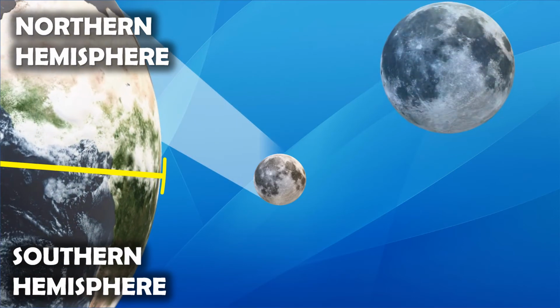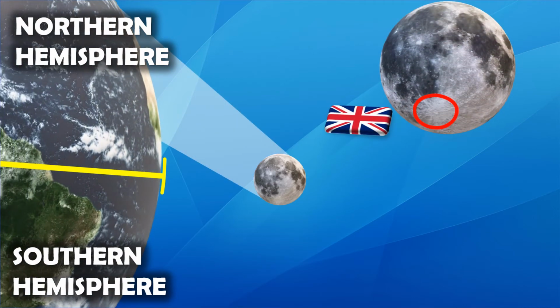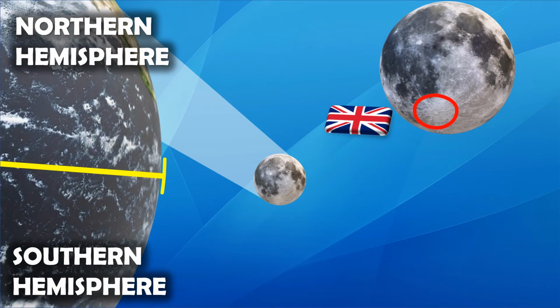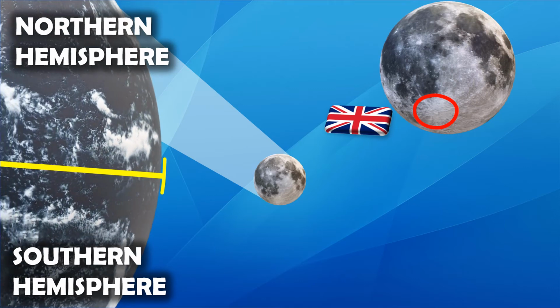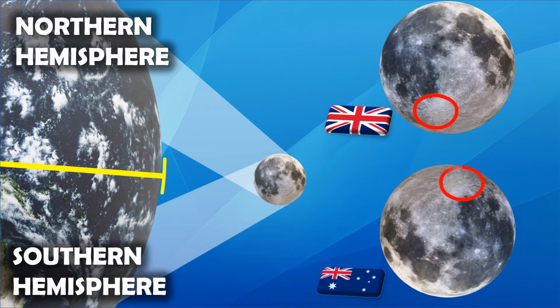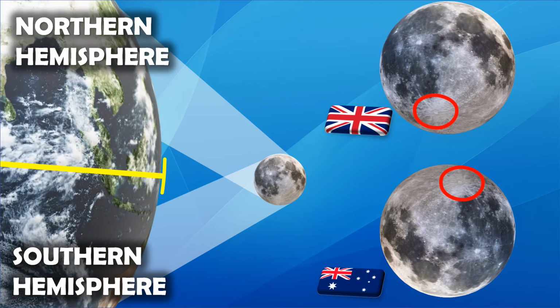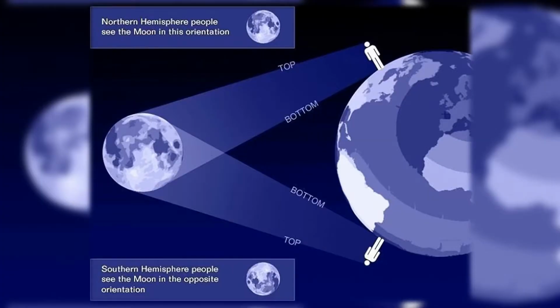For example, if you're located in the northern hemisphere in the United Kingdom, then you'll see the moon in this orientation with the Tycho crater near the bottom. On the flip side, in the southern hemisphere in Australia, you'll see the moon in this orientation with the Tycho crater near the top. This can be illustrated quite cleverly with this diagram.